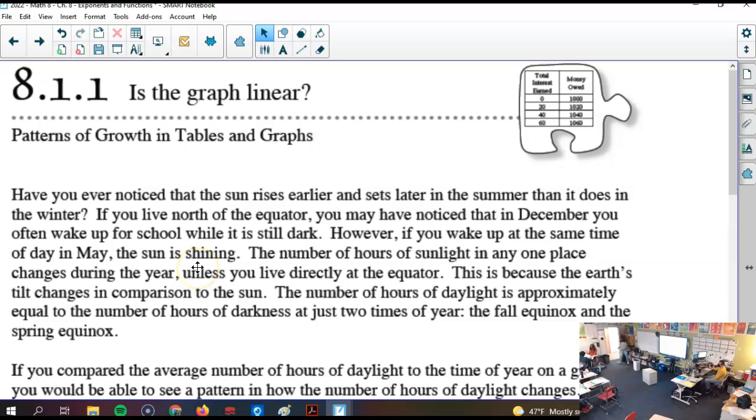So, you're going to need graph paper. You might want a ruler to act as a straight edge because we're going to draw a couple tables and a couple graphs.